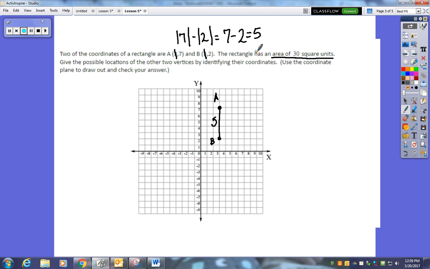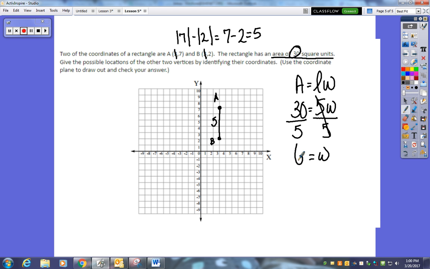So now I know that I have a rectangle. I know the area of a rectangle formula is A equals length times width. I know my area is 30. My length is 5, or my width, it doesn't matter, and I'm trying to find that missing dimension. I'm sure most of you already know what number times 5 is 30, but I'm going to show it algebraically anyway. 30 divided by 5 is 6. So what that means is we need the other side of our rectangle to be 6 long.